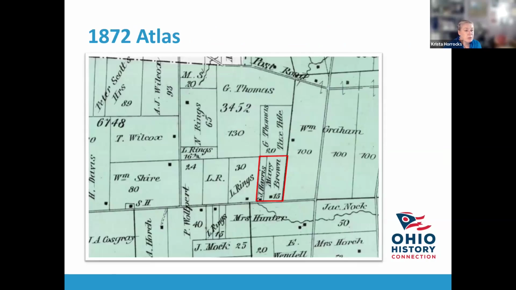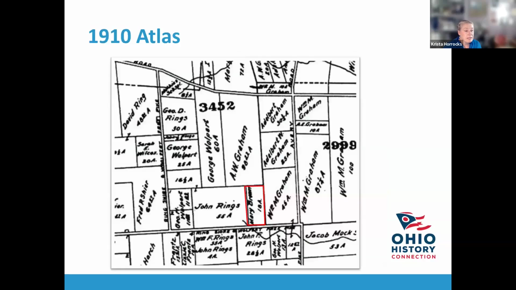By 1872, the Harris and Brown families were the only two left in the area. The Rings family now owns property to the west of these two families, and it is the Rings that will purchase the final parcel that was owned by Mary Brown. And you can see the last atlas from 1910 that shows the Mary Brown property as it existed then.